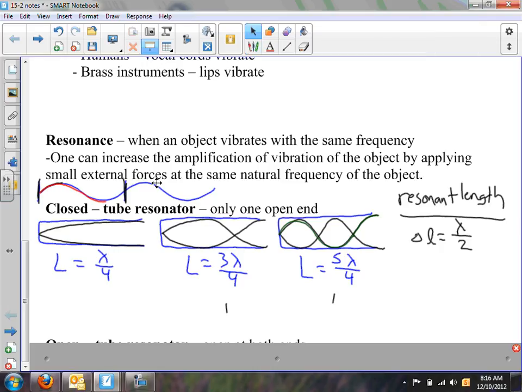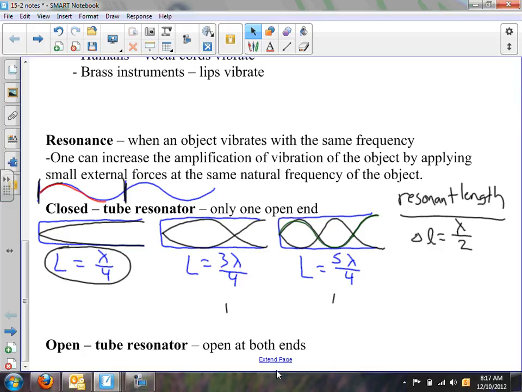So if you have a closed tube resonator and you get it to resonate at some point, and then you find another place where it resonates or gets louder, the difference between those two resonant spacings is 1/2 a wavelength. And that's for the closed tube resonator. The lowest place, or the first place where it will resonate, the fundamental, will be at 1/4 of a wavelength.